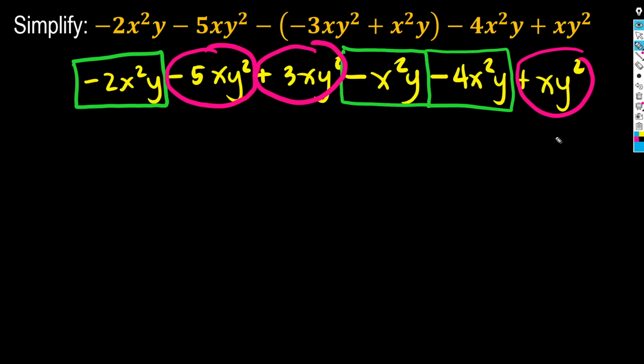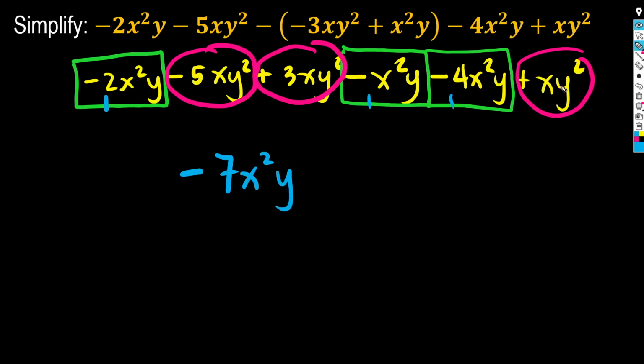Now you just combine the like terms. And when you combine, remember, this is the beauty of this strategy. The only operation left for you to do is addition. So I go minus 2 or negative 2 plus negative 1. That's a negative 3 plus negative 4. That's a negative 7. Then I just reattach their little coefficient x squared y.